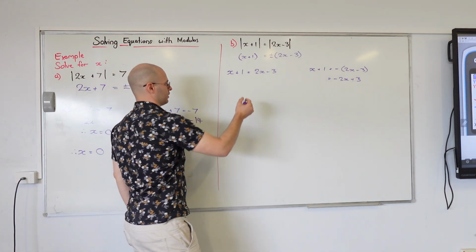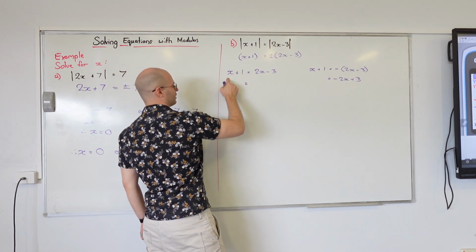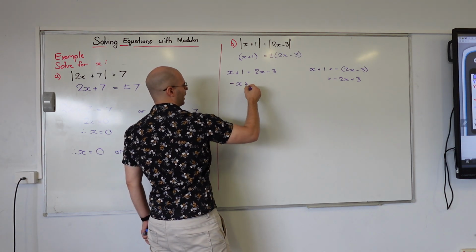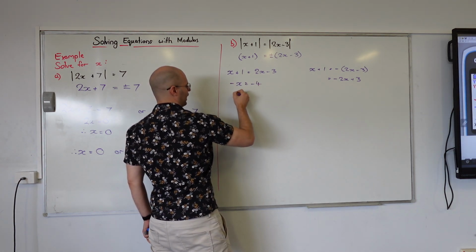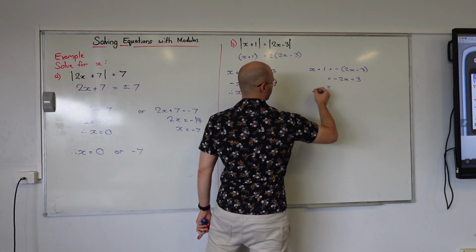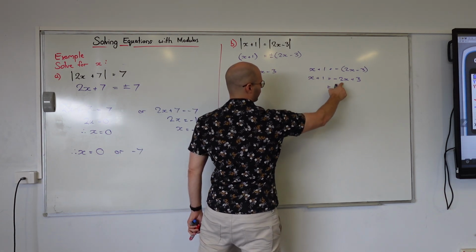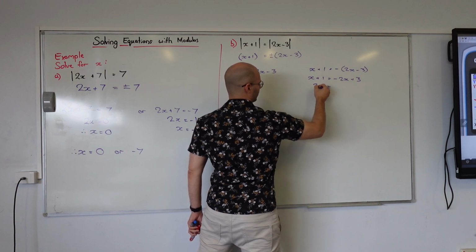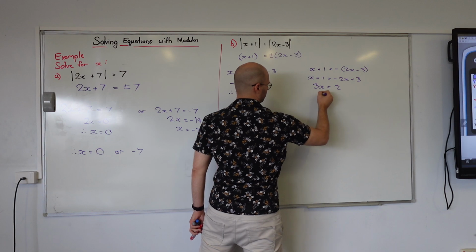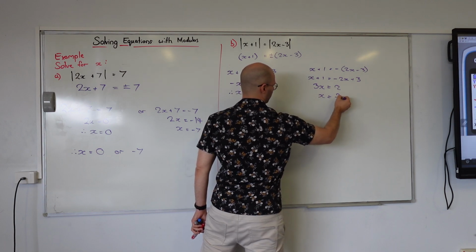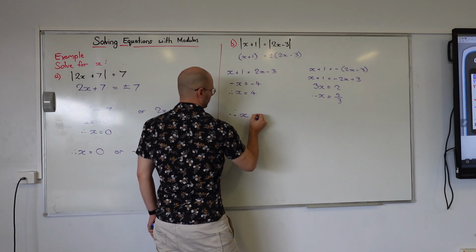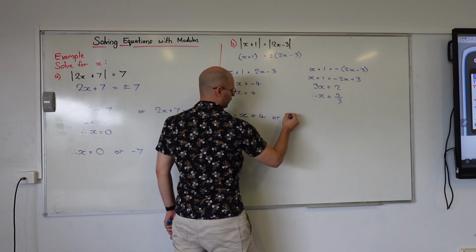Solving this, we're going to move our x's to the left, so that will give us minus x. Constants to the right, that will give us minus 4. Hence, x is going to be 4. Or on the converse, we're going to get x's to the left, that's 3 x's. Constants to the right, that's going to be 2. x is going to be 2 over 3. Therefore, x equals 4 or 2 over 3.